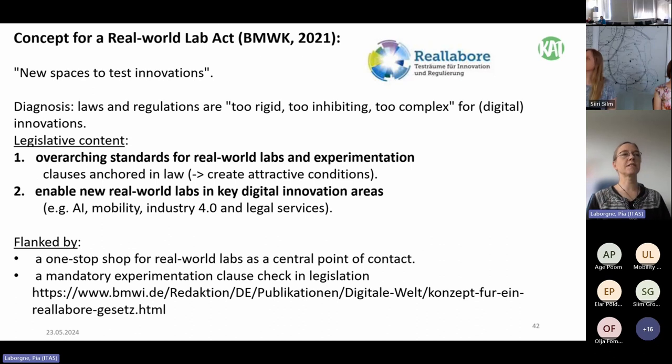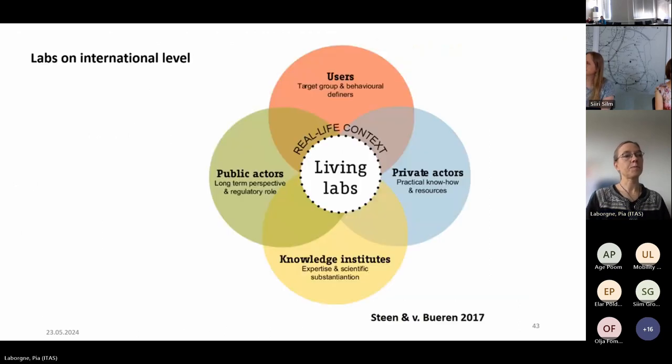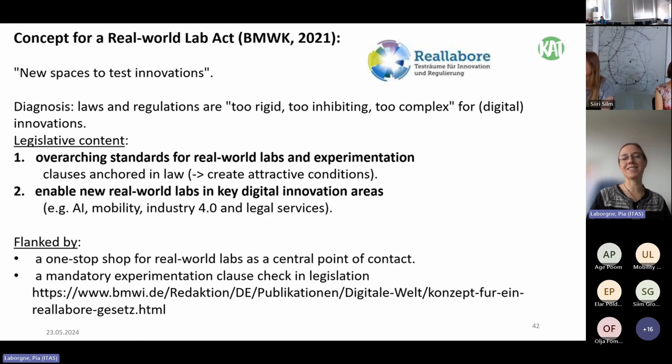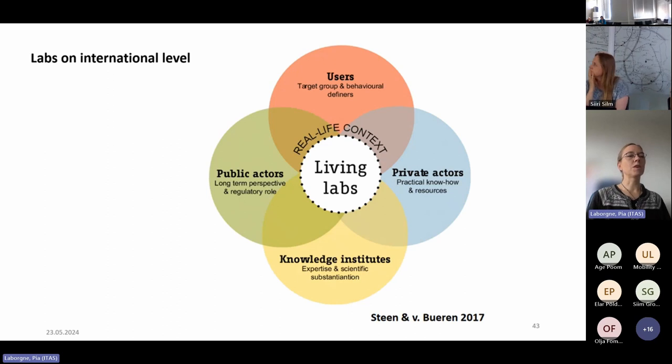Yes, because of this diagnosis that laws and regulations are too rigid. In this, from the German federal governance, for example, there's a strong focus on technology and especially in the digital field, but it's not only about this. And they want to flank it by a one-stop shop for real-world labs as a central point of contact to get support, for example, on understanding what you can do. And they want to do a mandatory experimentation clause check in legislation. On European level, you have also something similar. I don't have a slide on this now, but it's more technology related, these sandboxes. Perhaps you have heard of this. It came out of this German real-world lab idea.